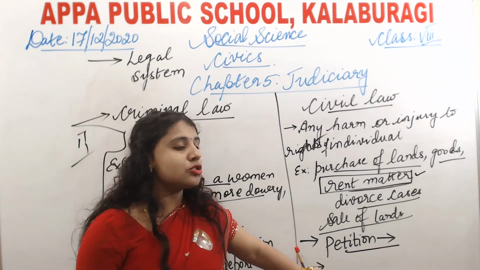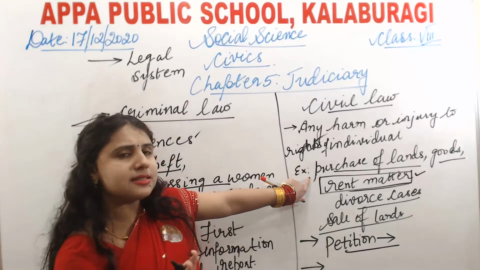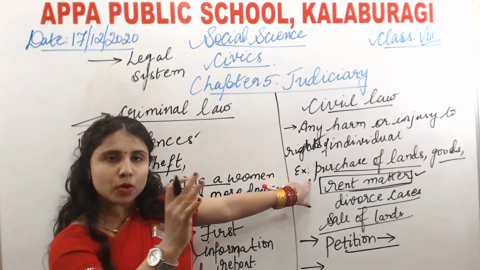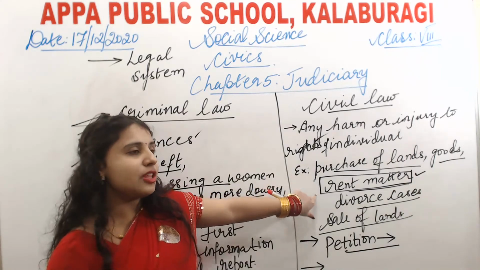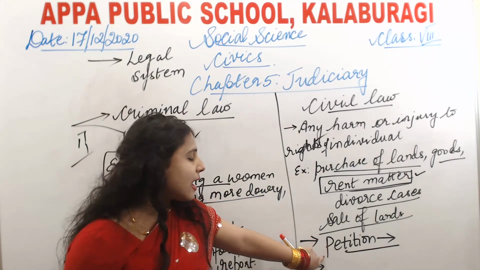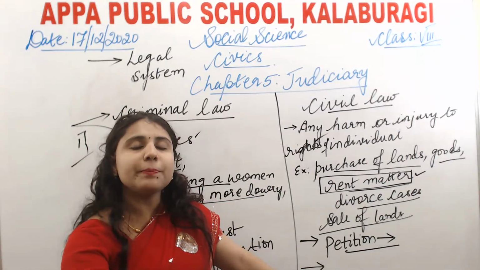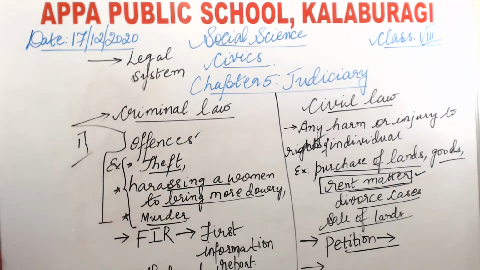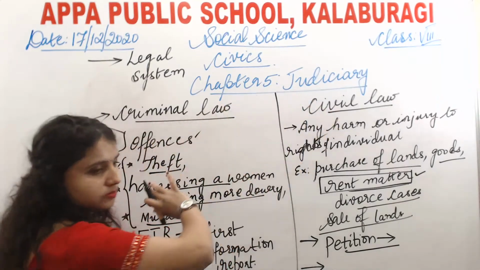Here a person is not sent to jail. There is some disagreement between two persons, a landlord and a tenant. The court hears both people and sees whose fault it is. If the fault is the tenant's, the court asks the tenant to vacate the flat, to vacate the room, and pay the pending bills. So this is all about criminal law and civil law.